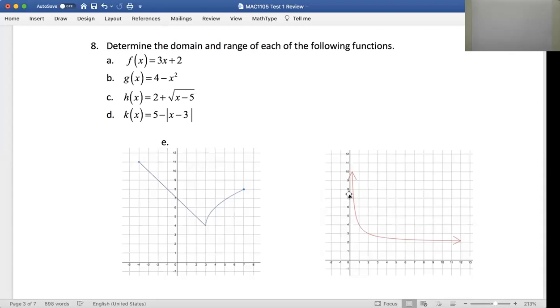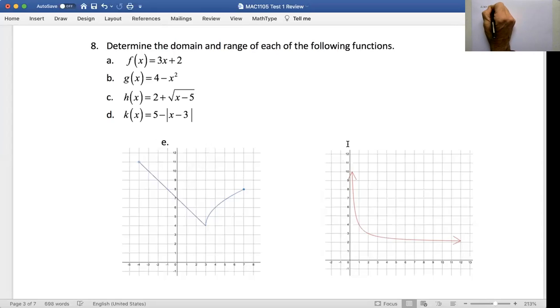So this question asks us to find the domain and range of these functions. So we first have f of x is 3x plus 2. Remember, domain: all possible inputs or x values; range: all outputs or y values. So fine, f of x is 3x plus 2.